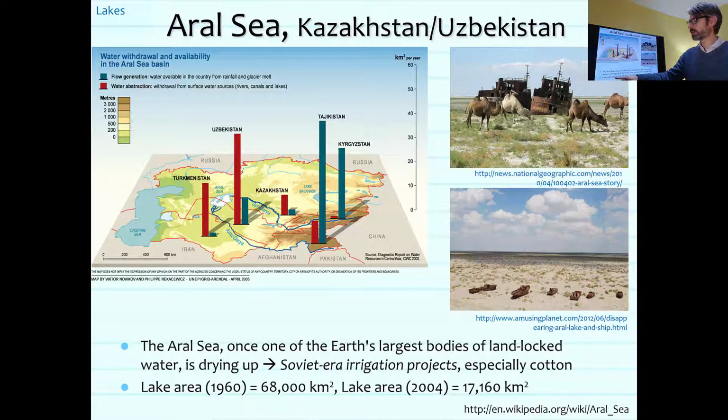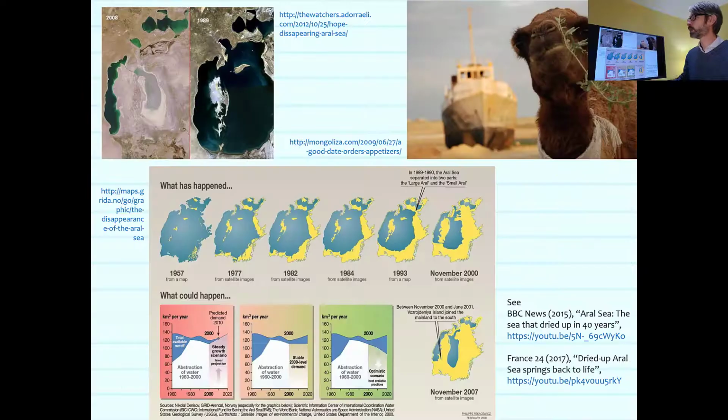So the lake area in 1960 was about 68,000 square kilometers, and by 2004, it had decreased by a factor of about 4 down to 17,000 square kilometers. You can see here there are camels grazing where once there were fishing fleets. All right, here are some images of what the lake looked like in 1989 versus 2008.